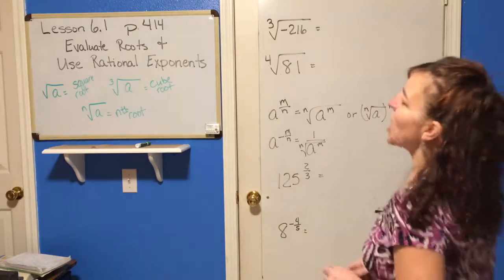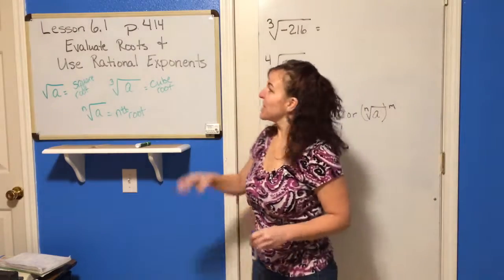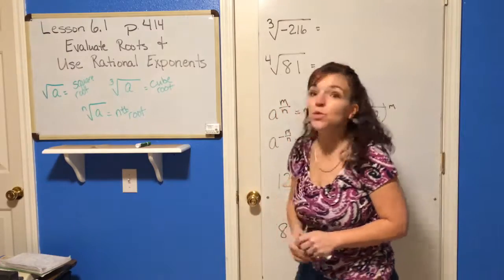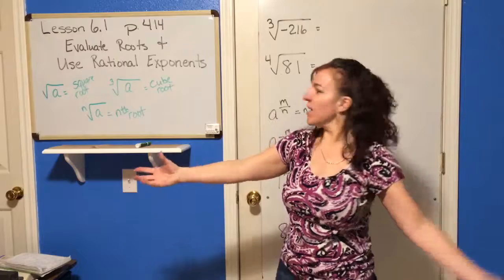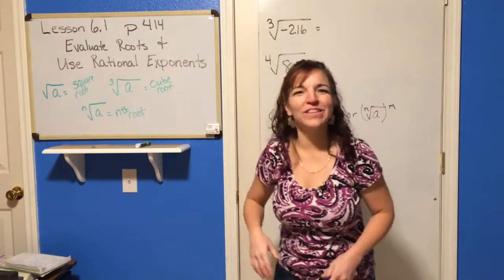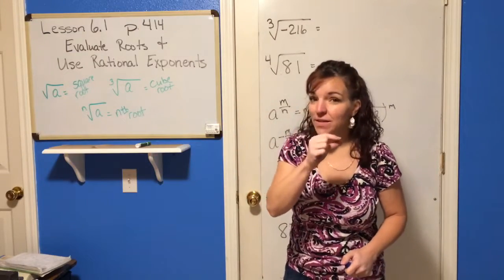All right, starting a new chapter. Section 1 of Chapter 6, Evaluate Roots and Use Rational Exponents. It's a big, long, what is that called? Title, but it's super quick and easy. All right, here we go.